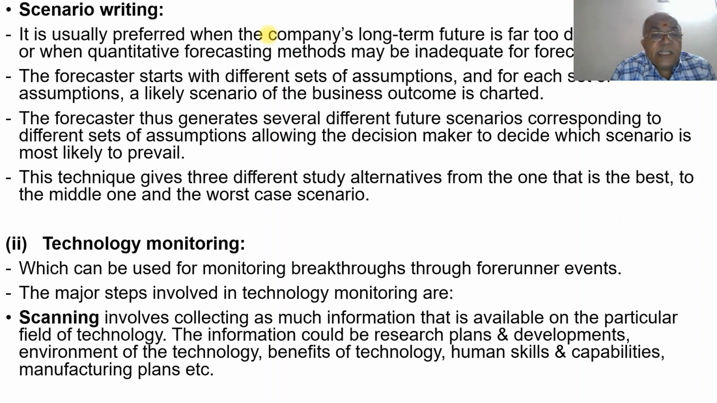The forecaster thus generates several different future scenarios corresponding to different sets of assumptions, allowing the decision maker to decide which scenario is most likely to prevail. So a forecaster will give you a lot of alternative scenarios corresponding to different sets of assumptions, because whatever assumptions have been made may not be relevant, and there will be a different set of assumptions, allowing the decision maker to decide which scenario is most likely to prevail. That means it will be adopted.